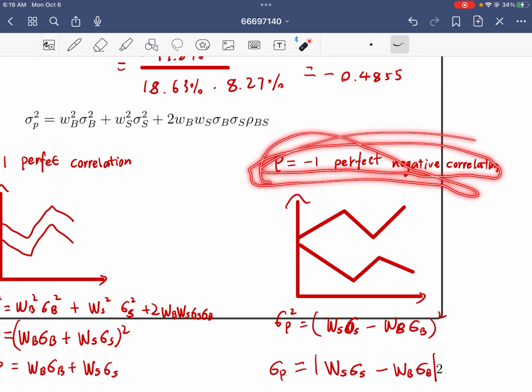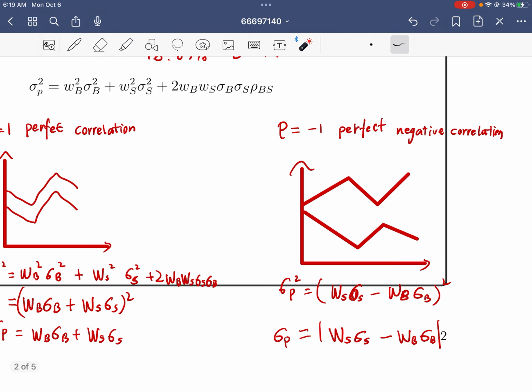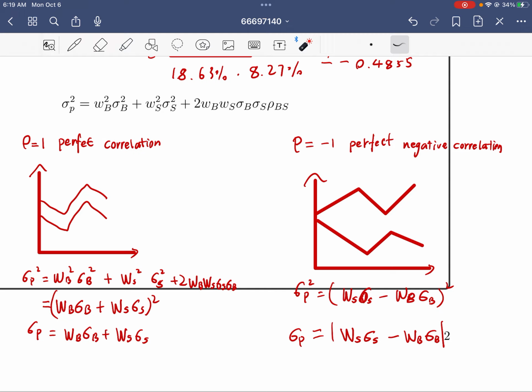Another is perfect negative correlation, where if one stock moves up, the other stock moves exactly the opposite. We can put -1 in the third term of our variance equation. So the standard deviation of the whole thing becomes the weight of stock times the standard deviation of stock, minus the weight of bond times the standard deviation of bonds. Because they simply offset each other, you can simply subtract one from another.